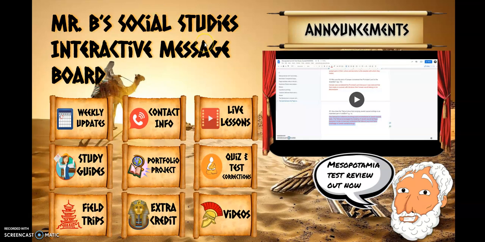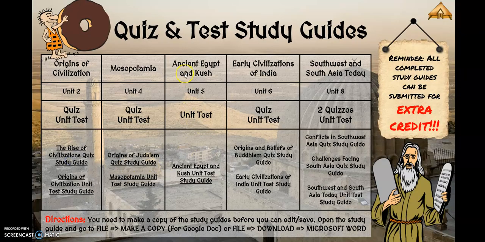As always, we're going to start at the message board, and we need to get the study guide. So we're going to go to the study guide tab right here, and we will go to Unit 5, Ancient Egypt and Kush, and click on the study guide, which can be found here.